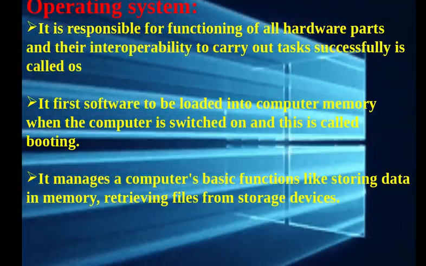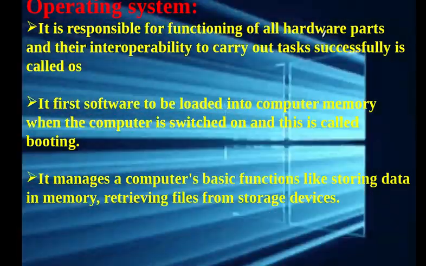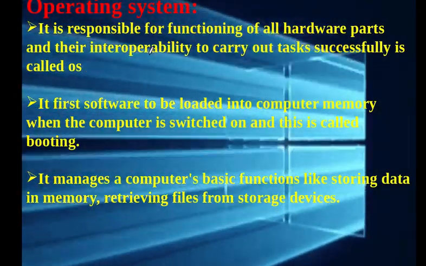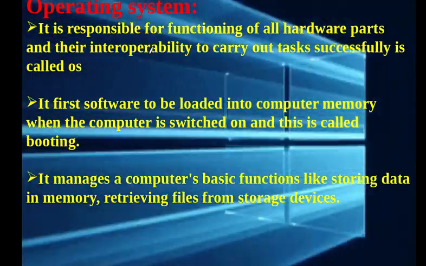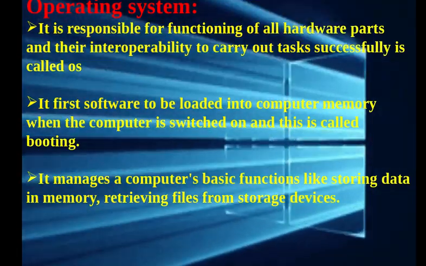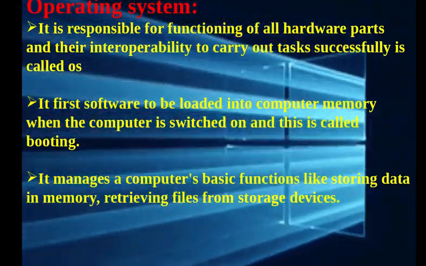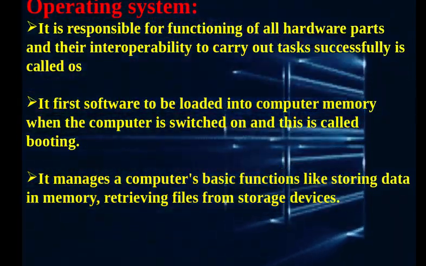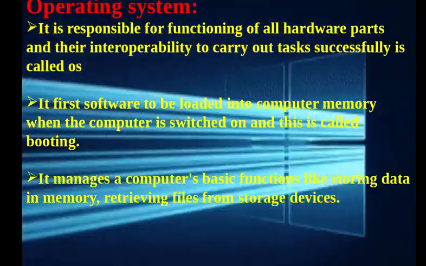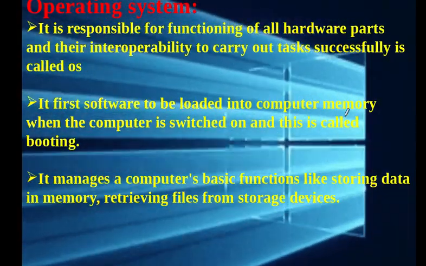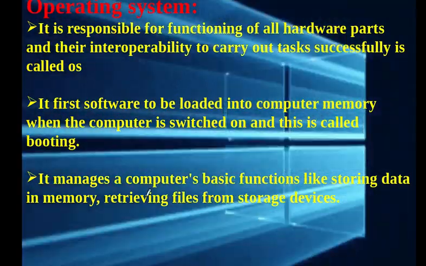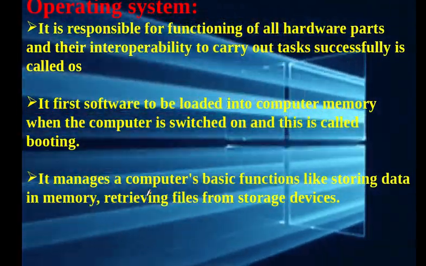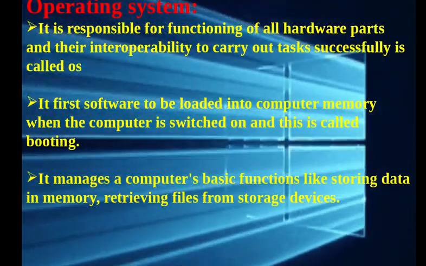So let's see what we mean by operating system. It is responsible for the functioning of all hardware parts and their interoperability to carry out tasks successfully. This is called the operating system. It is the first software to be loaded into computer memory. What do we mean by computer memory here? A primary memory, that is RAM, when the computer is switched on. This is called booting. I have told this in primary memory. And it manages the computer's basic functions like storing data in memory, retrieving files from storage devices, storing as well as fetching the data.